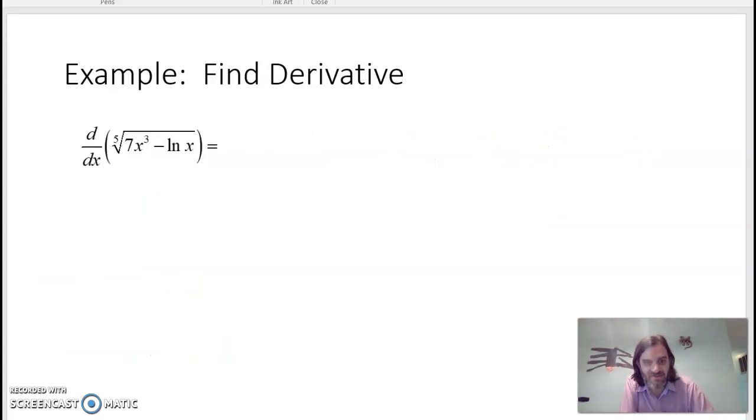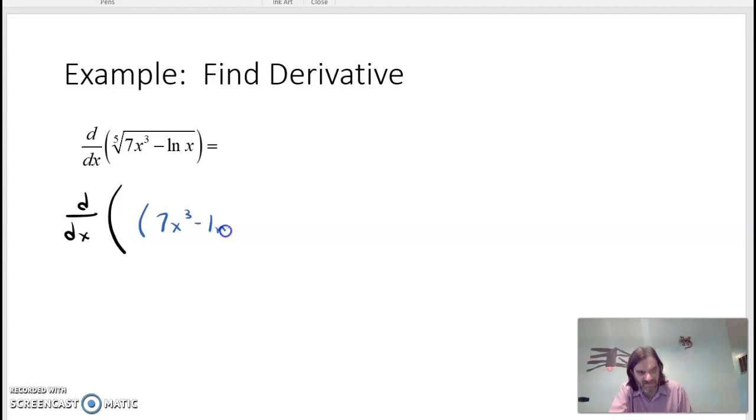Next, I have the fifth root of 7x cubed minus a natural log of x. Just because of the way that power is there, I'm going to rewrite it. So the derivative of the fifth root, let's use some colors here to be distinctive, 7x cubed minus natural log of x, and we'll raise that to the 1/5 power.